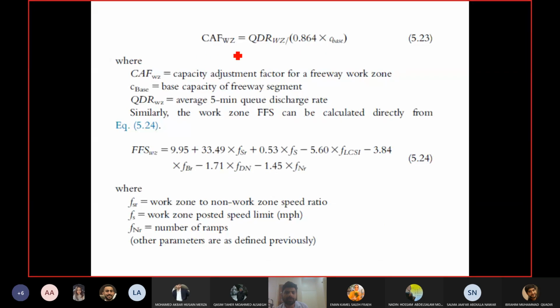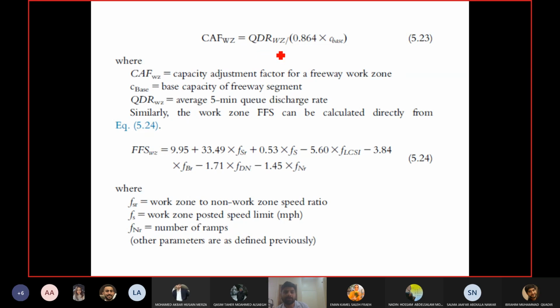So how do you find out the adjustment factor for the work zone? Now, work zone adjustment factor is only for capacity. Oh, sorry, it is for both of them. Sorry, we have another factor which is incident. Incident adjustment factor is only for capacity. Okay, so we'll come to it.